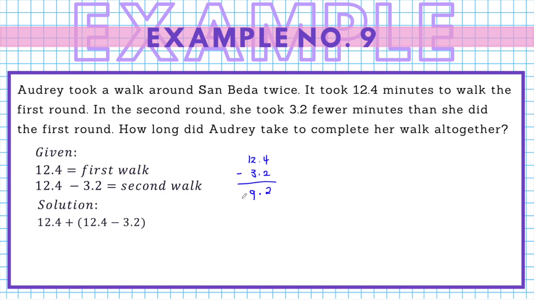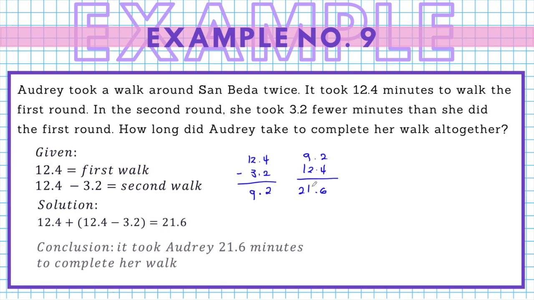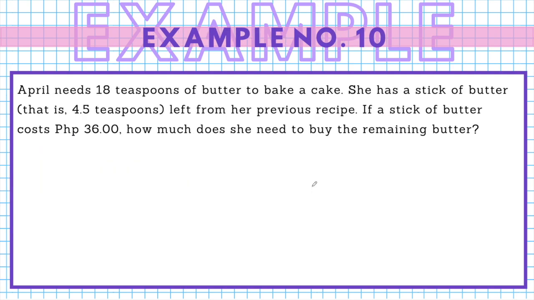Now if we add 9.2 and 12.4, we will get 6, and then of course copy the decimal point, and then we have 11 and 21. So 21.6. It took her 21.6 minutes to complete her walk. April needs 18 teaspoons of butter to bake a cake.